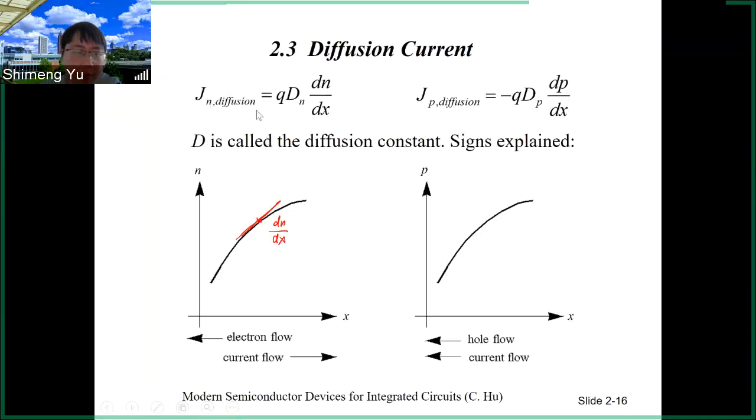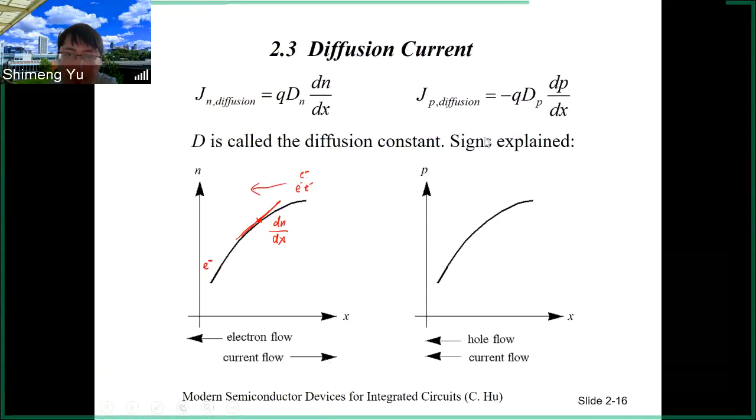So the diffusion current then is proportional to this slope, dn over dx, and then we define this coefficient as the diffusion constant. And of course, you need to carry the charge quantity Q here. So this is for the electron, and as you can see here in this example, you have higher electron density here, so you have more electrons here and less electron here. So electrons tend to move to the left, and then by definition, currents will move to the right.